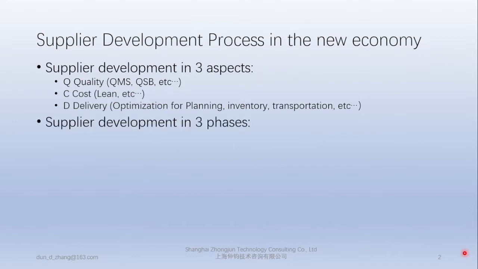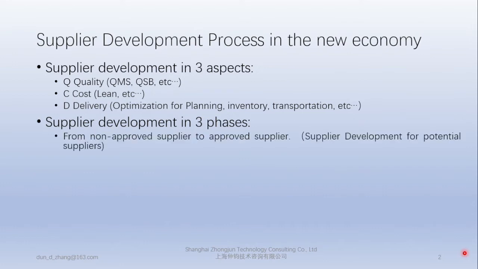It also can be categorized in three phases. I mean timeline. The first one is from non-approved supplier to approved supplier. It is kind of development for potential suppliers, means before mass production.